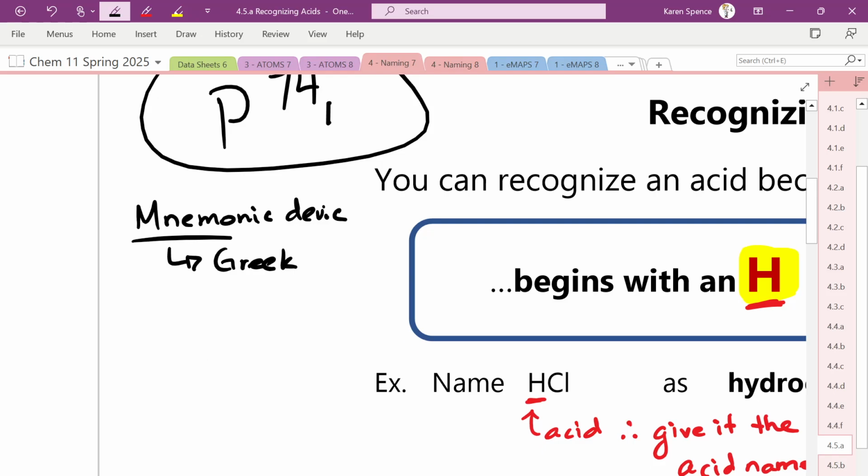And the memory device for ions that end in ide is as follows. My ride has hydraulics.